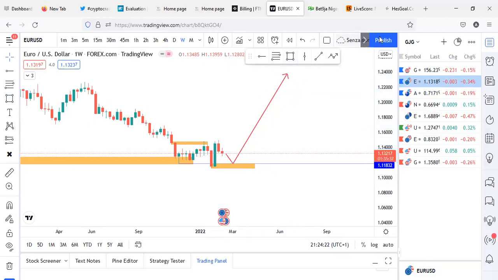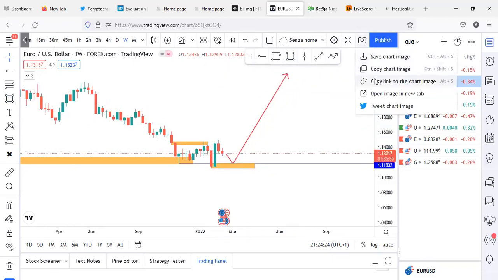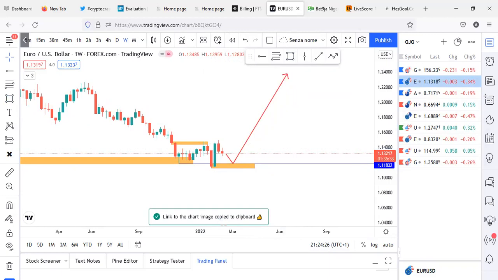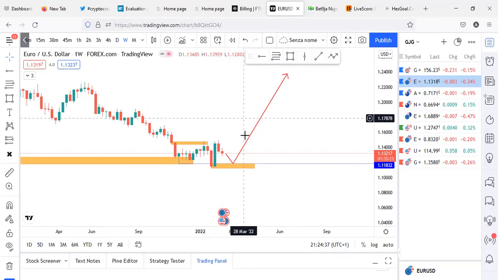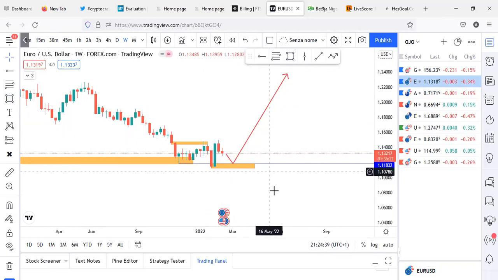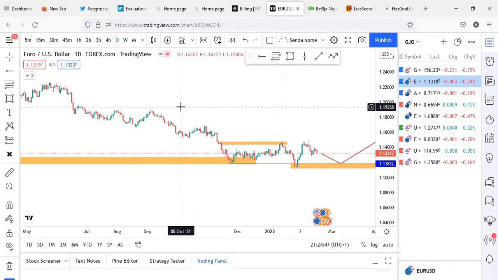So let me just share this to the Telegram. Okay, yeah. So now this is probably one of the things I'm looking at. So now let's go to the daily time frame to look for our entry.